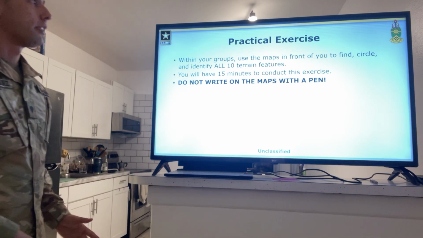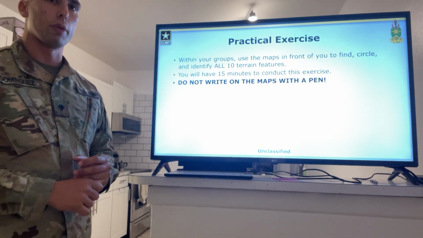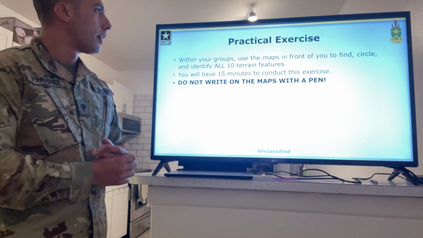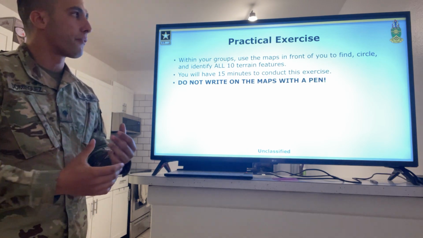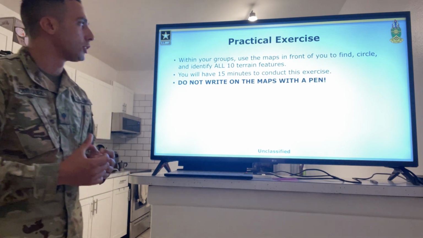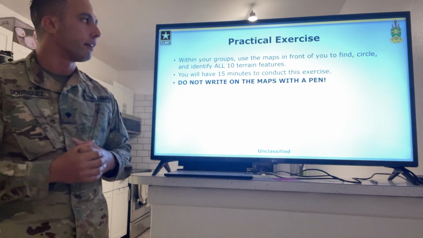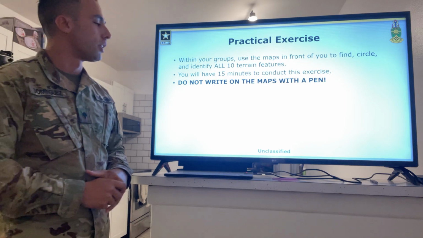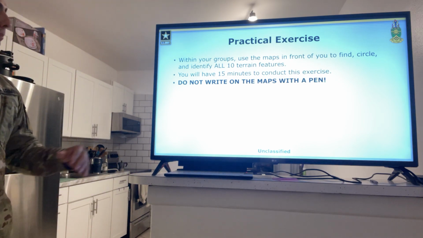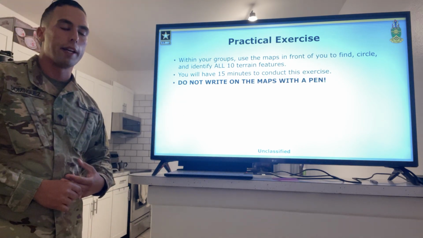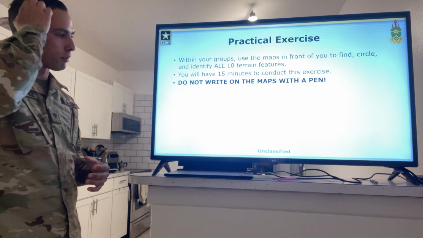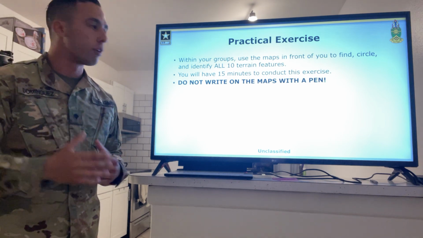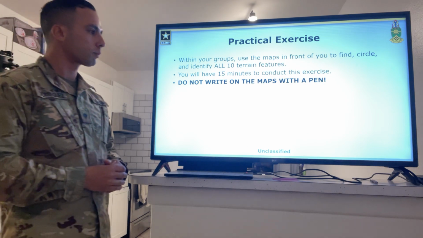So now we've arrived at the practical exercise. You guys are going to split into groups of 4. And on the maps that you have in front of you, I want you to find, circle, and identify all 10 terrain features. You are going to have 15 minutes to conduct this exercise. Please do not write on the maps with a pen. You were provided pencils. If you write on the maps with a pen, it will mess up the maps and we're going to have to throw them away.